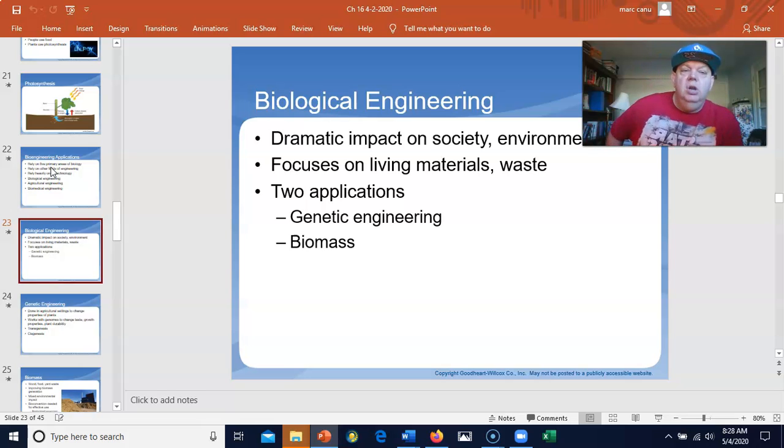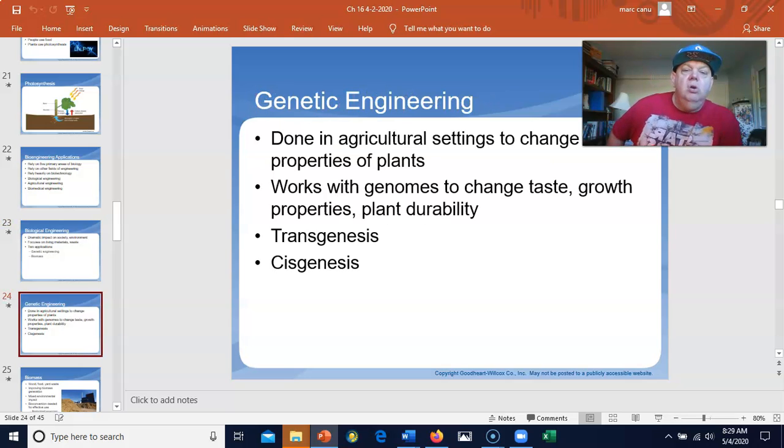So biological engineering, of course, there's been a dramatic impact on society and environment, where you're focusing on living materials and waste. Okay, so what does that mean? Well, if we're looking at biological engineering, there's a couple of things we got to look at. We got to look at genetic engineering and we got to look at biomass. In genetic engineering, man has been doing that for a long, long time. There was a natural process and then the unnatural process.